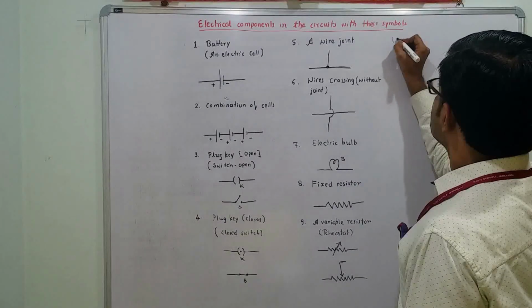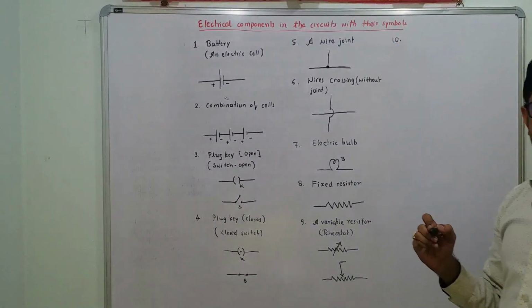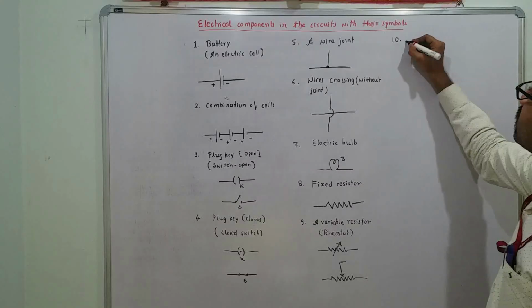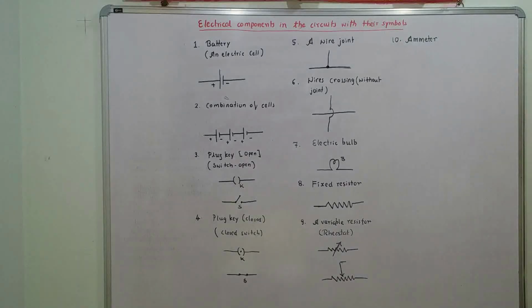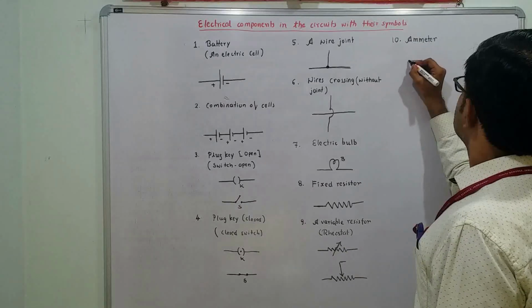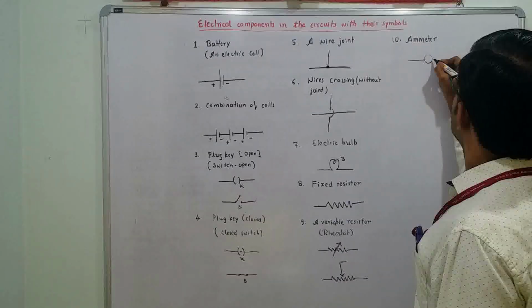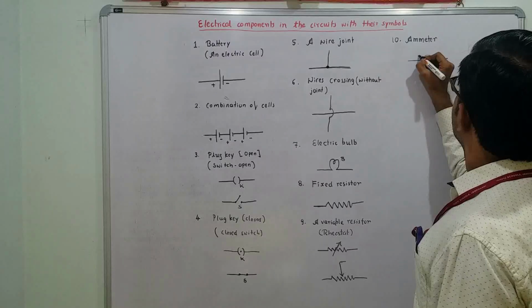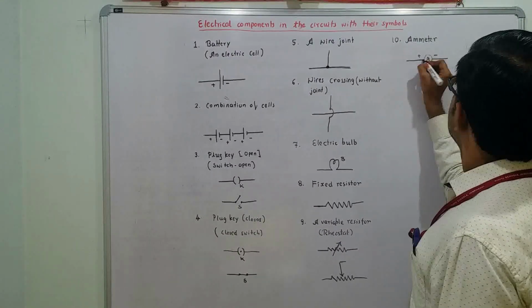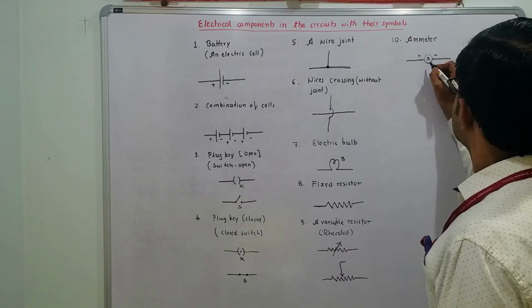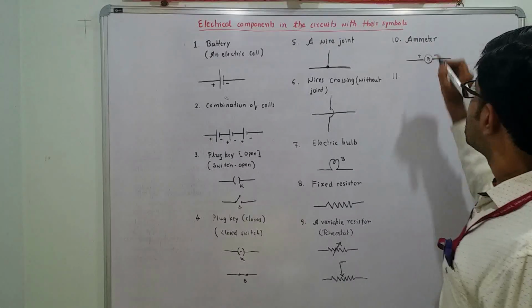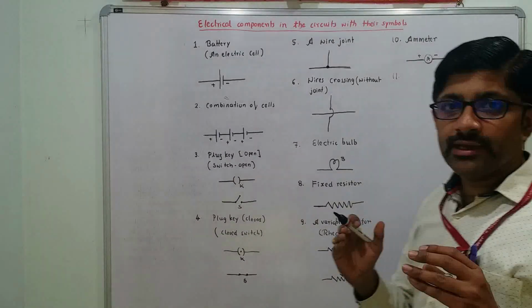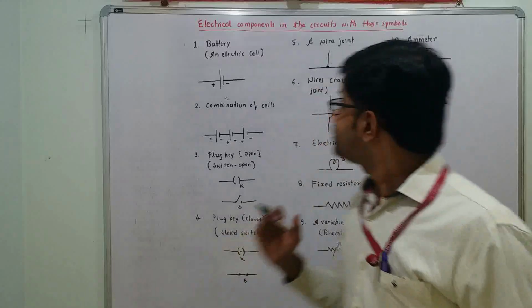Next, the 10th one, ammeter. Ammeter can be symbolized like this: plus, minus, and in between there is a circle containing the letter A. So ammeter is the device which is used to measure the electric current.